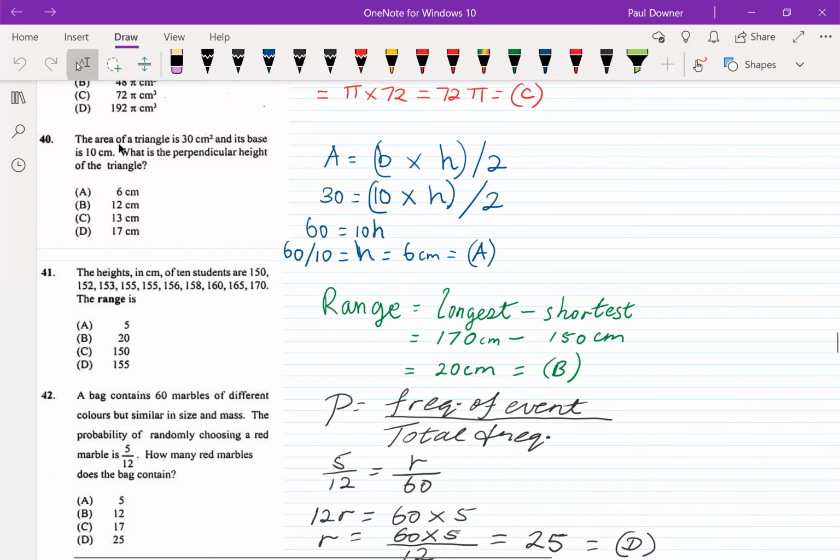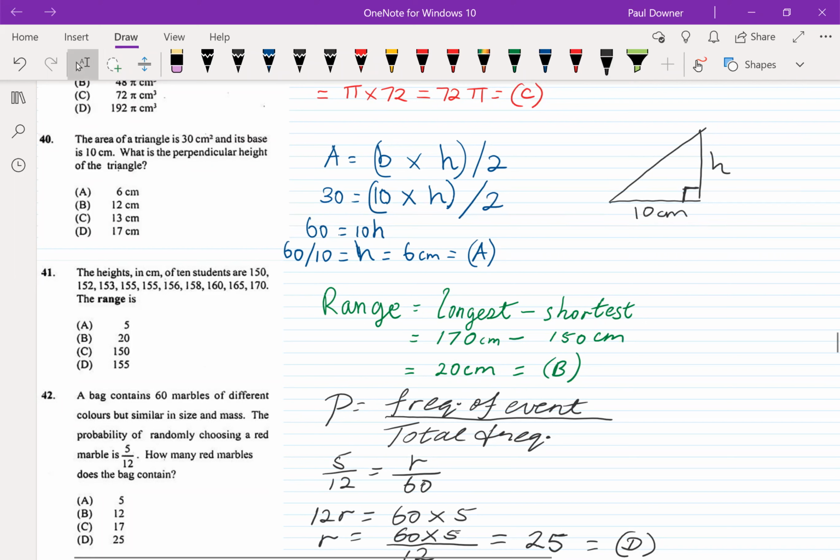In number 40, the area of a triangle is 30 cm squared and its base is 10 centimeters. What is the perpendicular height of the triangle? All right. So in that triangle, there's a base, and there is a perpendicular height. So let's draw a basic triangle like this, and the base is 10 centimeters. The perpendicular height is unknown. Perpendicular, meaning there's a 90-degree angle there.